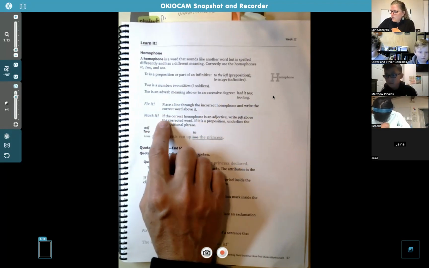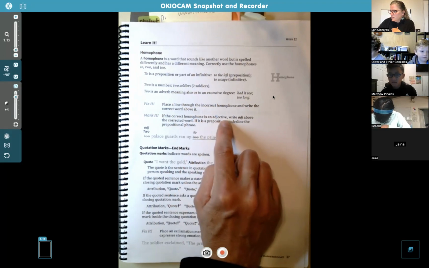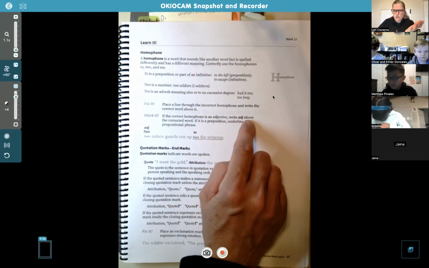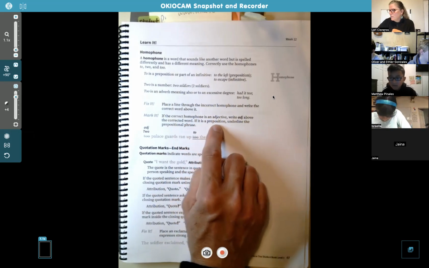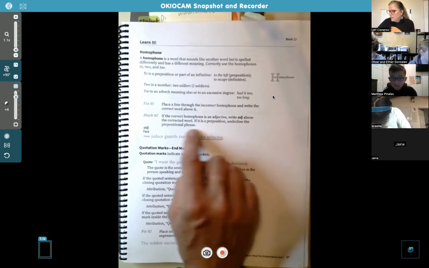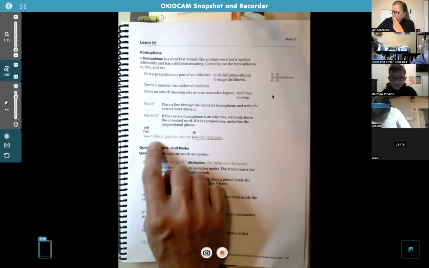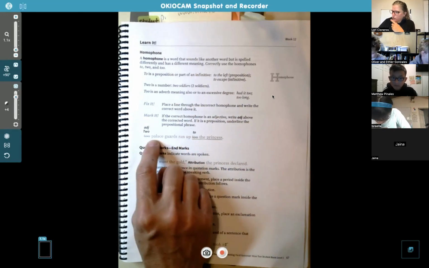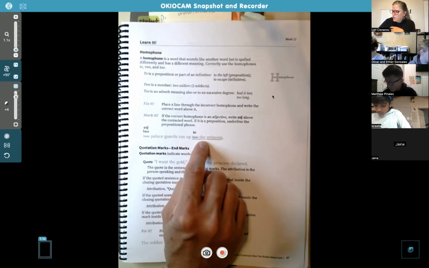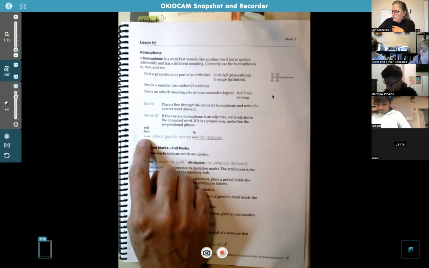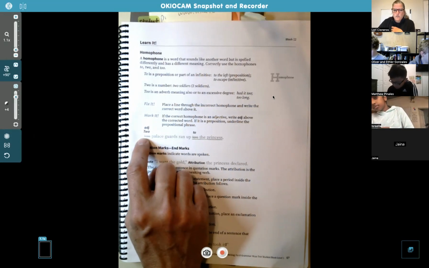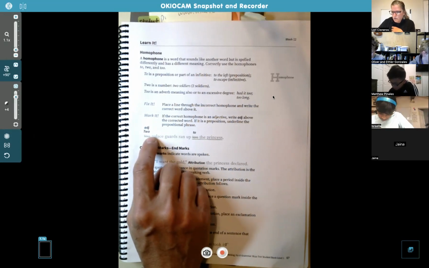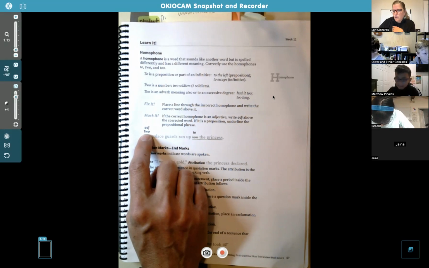So to mark it, if the correct homophone is an adjective, write ADJ, like we usually do for adjective, above the corrected word. If it is a preposition, underline the prepositional phrase. Here's an example right here. 2 palace guards ran up to the princess. So notice the first word, TOO, is incorrect. So you're just going to draw one line through it like that, and then write it the correct way above that.